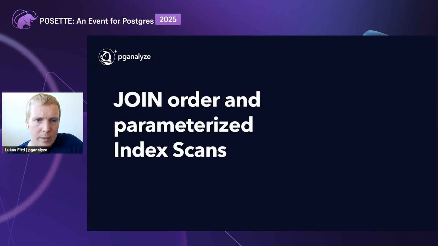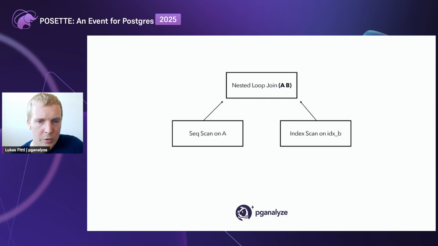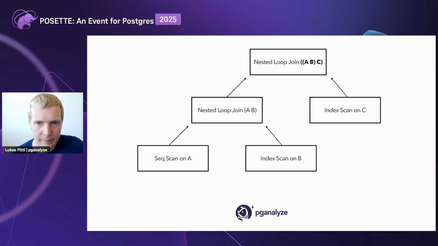Now let's talk about joins in a little bit more detail. So ultimately, when we talk about joins, we have to think about two tables, in this case, A and B being joined. So here we see a sequential scan on A, index scan on B, and we join those two together in a nested loop join.